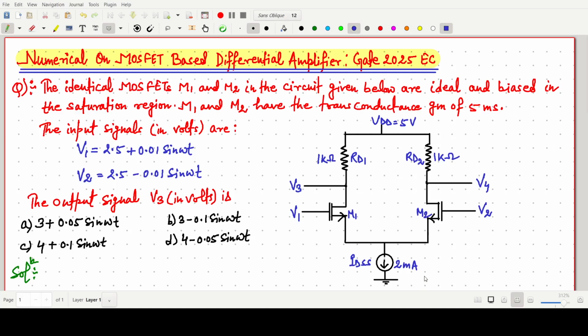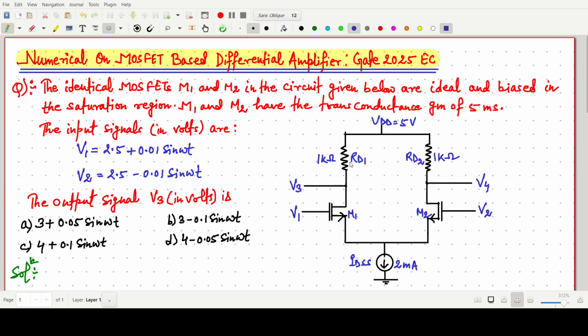Welcome everyone. In this video lecture, we will solve a GATE 2025 EC question which is based on a MOSFET based differential amplifier circuit. This one is a numerical on a MOSFET based differential amplifier circuit. The question is: the identical MOSFETs M1 and M2 are in saturation, as shown below.